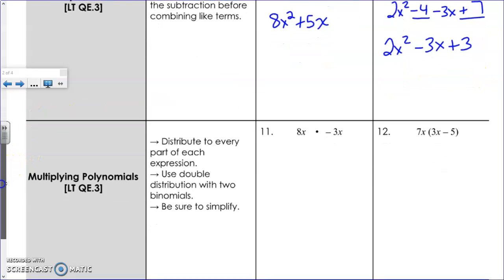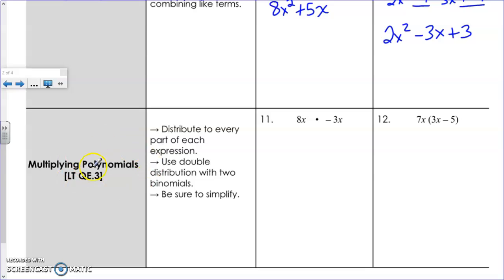Okay, let's look at number 11 and 12. This is multiplying. So here, 8 times negative 3 is negative 24. When you take your variables, when you multiply, you add exponents. So there's 1 plus 1 is 2.